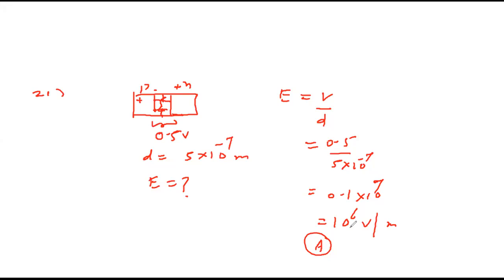If no external voltage is applied across PN junction, then, what does this mean? See, this is P side, this is N side. When no voltage is applied, that is called unbiased condition.